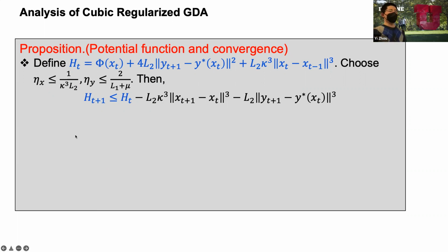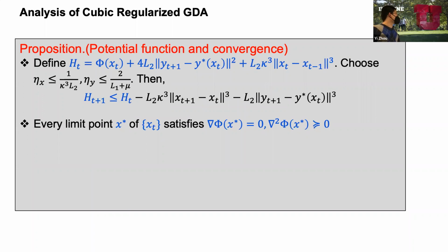So the potential function looks like this. It is again the objective function phi regularized by some quadratic terms and cubic terms. This is due to the cubic regularization. And we can show that this function is monotonically decreasing over the iterations. In particular, every limit point of this algorithm is a second order stationary point of the phi function. And we just showed that this is equivalent to being a local minimax point.